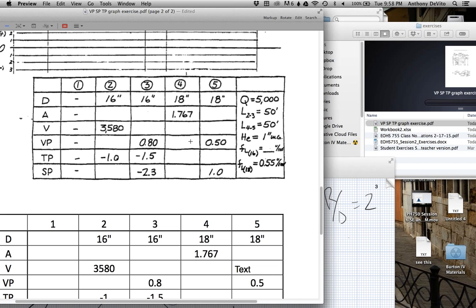So we filled in everything except these last two boxes. These get a little more complicated because we know the velocity pressure, which we just calculated from the velocity. It's actually going to be the same as 0.5 because the velocity is the same at these two points. Now we need to calculate the static pressure. This formula tells us that for every 100 feet of ductwork, we lose 1/2 an inch of static pressure. So this static pressure has to be 1/2 an inch different from this static pressure.